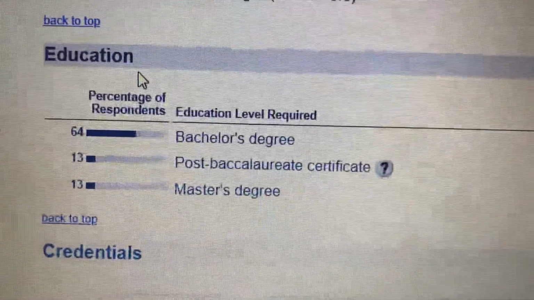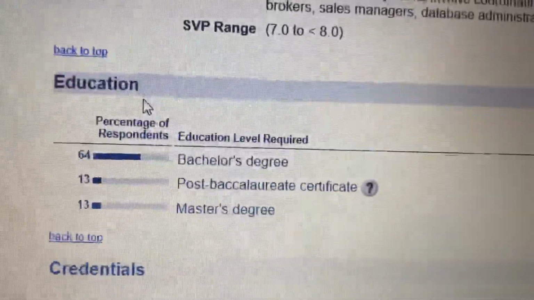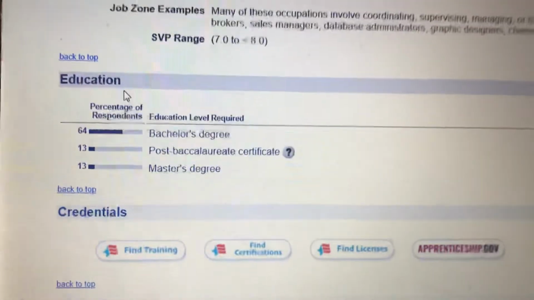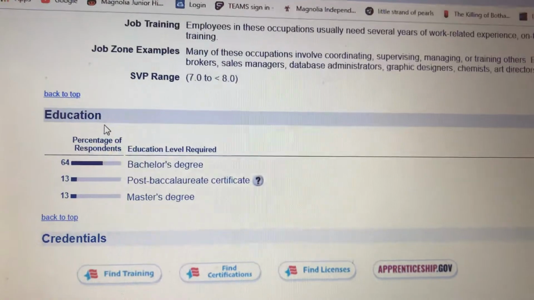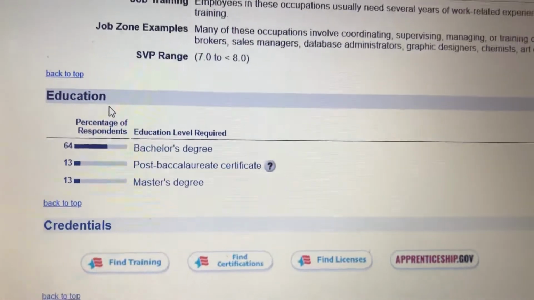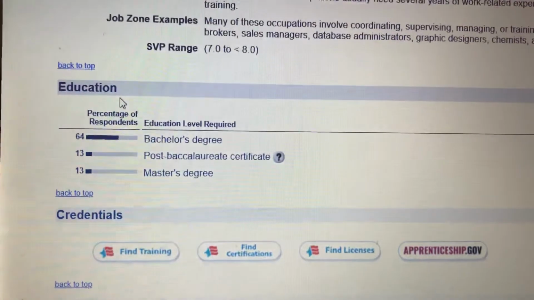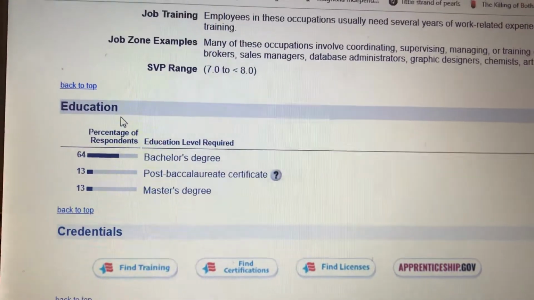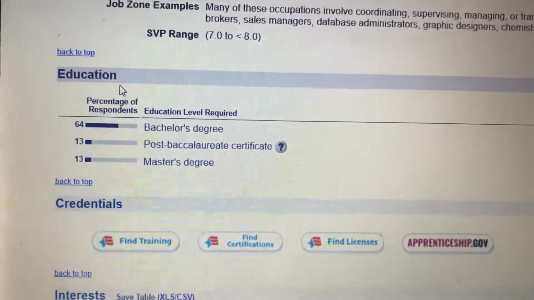64% of respondents said that they had a bachelor's degree. Now, if you remember, back when we first started talking about jobs, we talked about an associate's degree, a bachelor's degree, a master's degree, and a doctoral degree. So an associate's degree takes about 2 years, a bachelor's degree about 4 years, a master's about 6 years, and a doctoral degree about 8 years. It can vary depending on how many hours you go in with and what kind of thing you're doing.